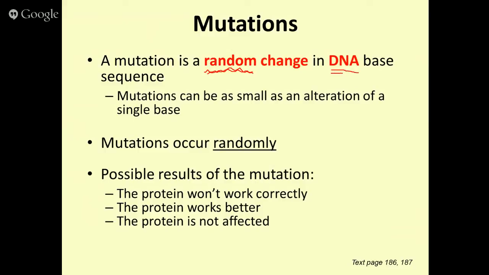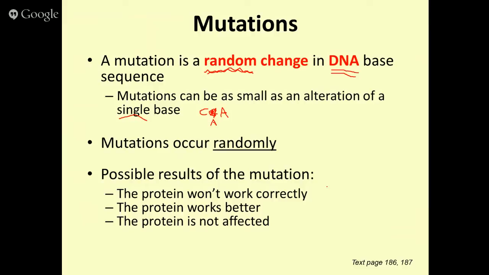Remember though, if you change the DNA, you're changing the recipe, which is then going to change the protein that is made from that DNA. And some mutations are as small as a single base. So you could have CGA, and in the mutation you switch out that G and instead put another A in there, right? That would be a point mutation because you're just changing one of the bases of the DNA sequence.